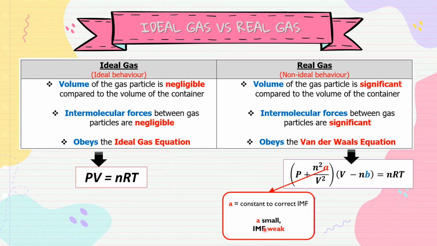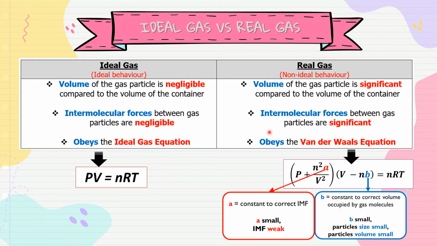Okay, so tadi saya dah bagi tahu A adalah constant to correct intermolecular forces yang dekat sini. Okay, so bila nilai A adalah kecil, kiranya if A is small, so the intermolecular forces are weak. Intermolecular forces between the gas particles are weak and vice versa. Kalau nilai A dekat sini adalah besar, maksudnya intermolecular forces adalah kuat. Okay, itu yang pertama. Yang kedua, B.